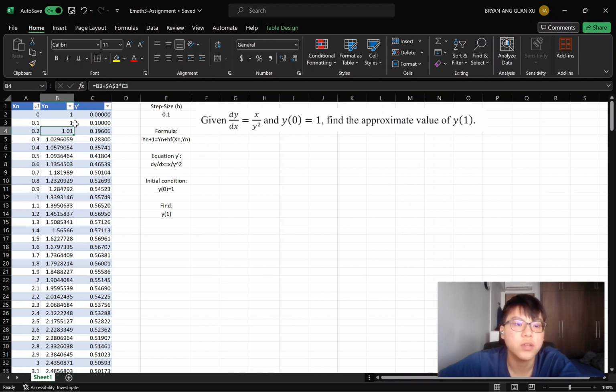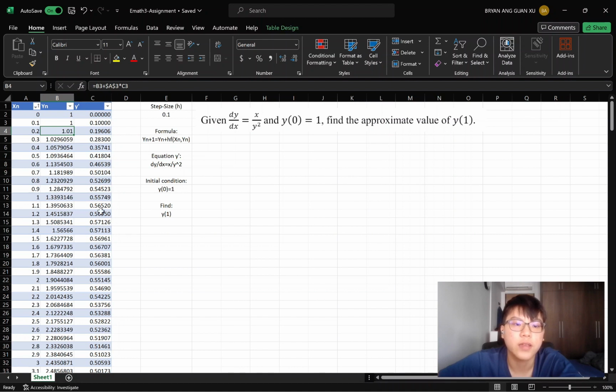Y_n, which is B3, the previous one from B4, plus h, which is basically set as this step size here, which is set as A3, since A3 equals A2, times C3. C3 is basically just this equation over here, which is given in the question, x over y squared. So you get this equation over here. After you get this value, you put it in.